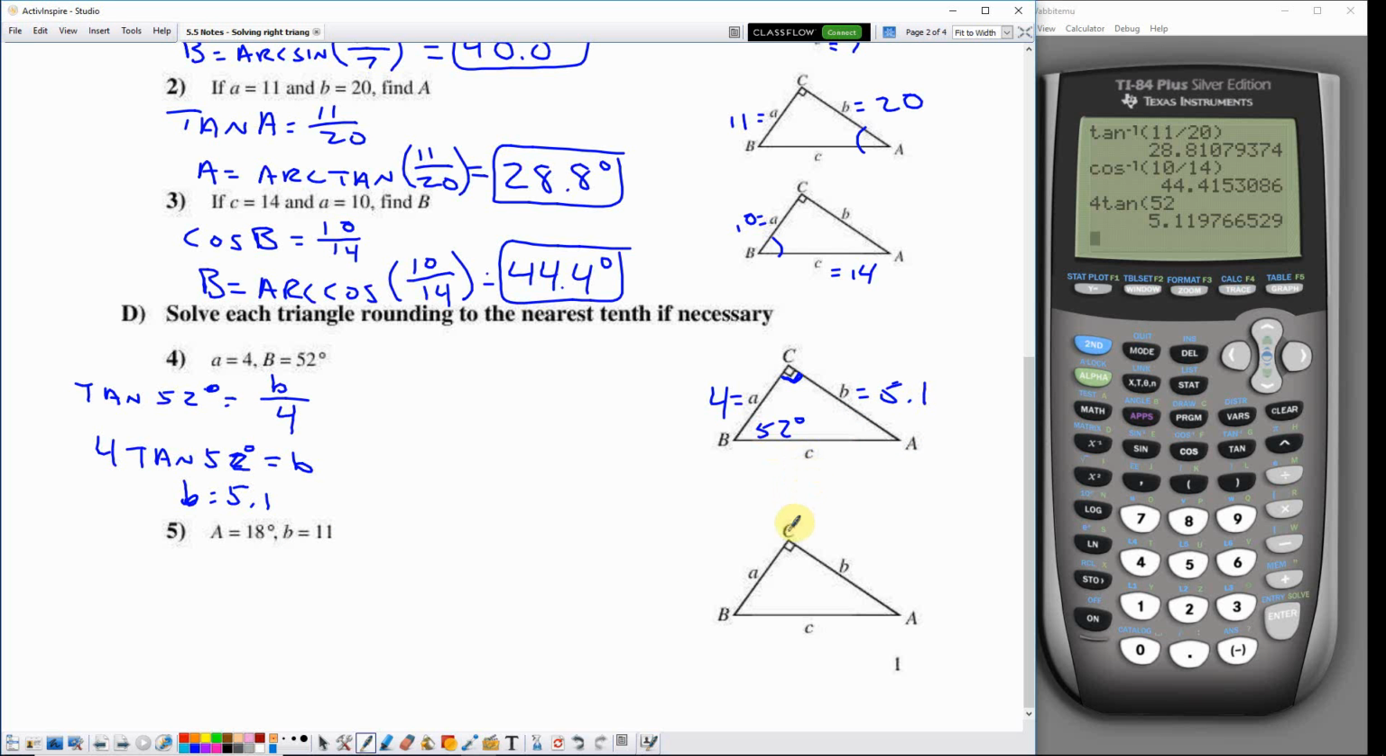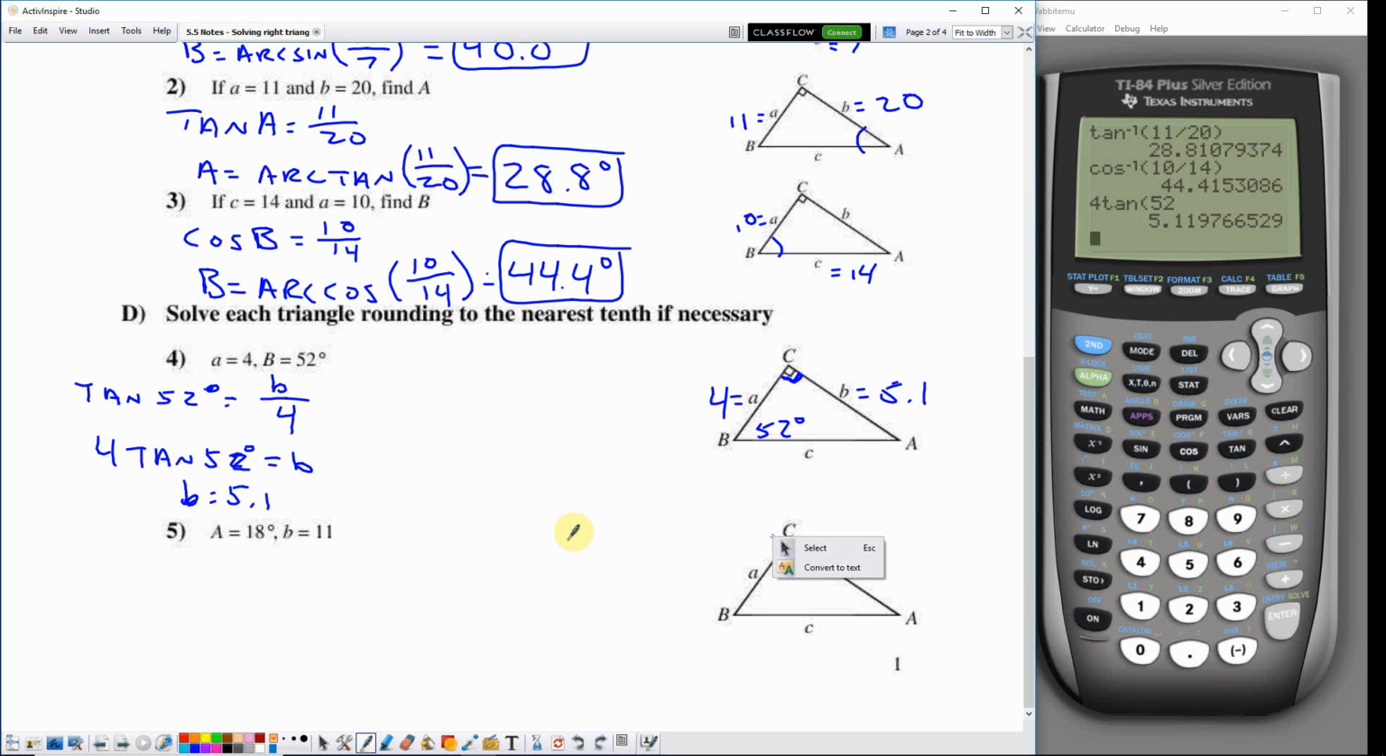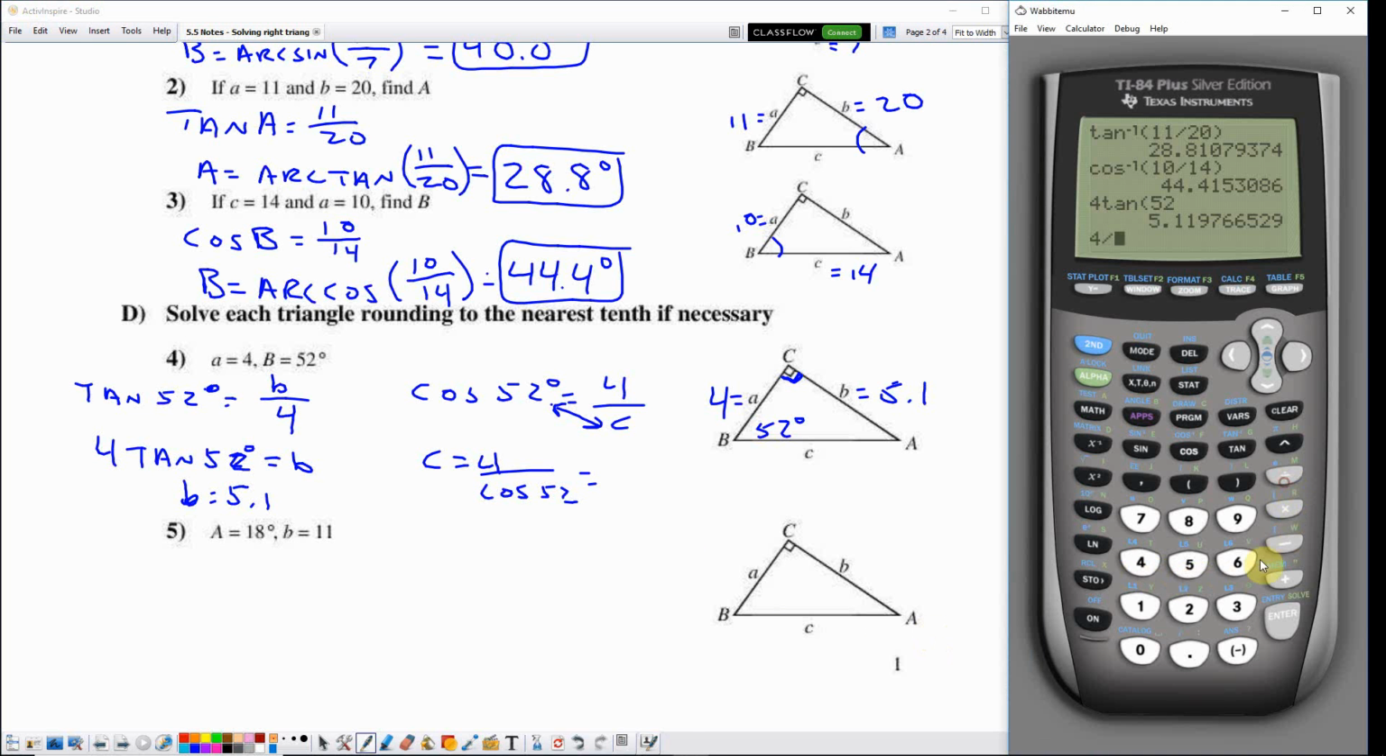Now when I find C, I want to avoid using that 5.1 because it's rounded. So I'm going to use the 52 degrees and the 4, and that would be cosine. Cosine 52 degrees equals adjacent 4 over hypotenuse C. So to get C by itself, I can multiply both sides by C and then divide both sides by cosine 52. What that does in the end is it switches these things diagonally. I can switch diagonally like that anytime I want to. So C is 4 divided by cosine 52, which equals 6.5.